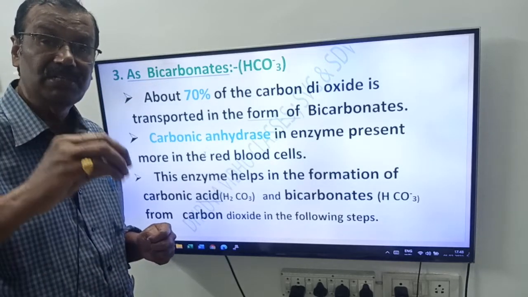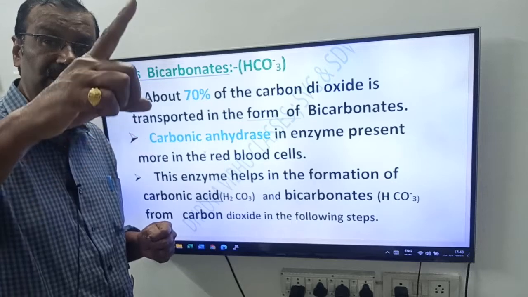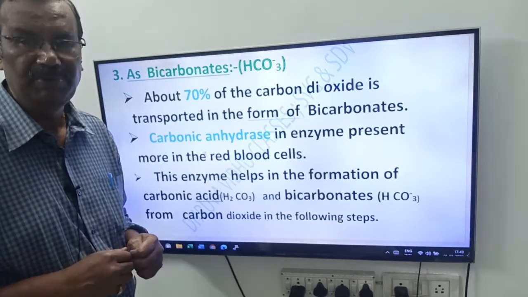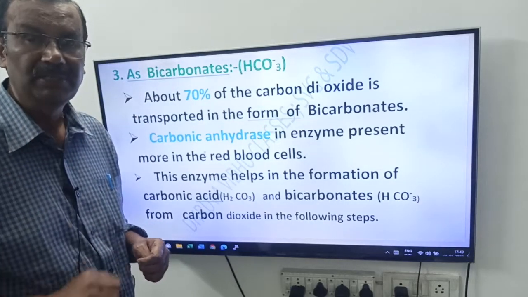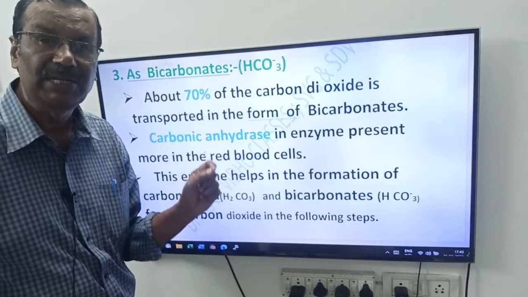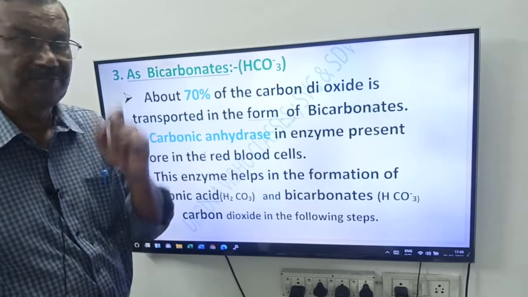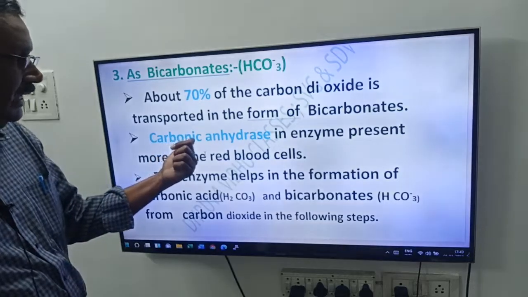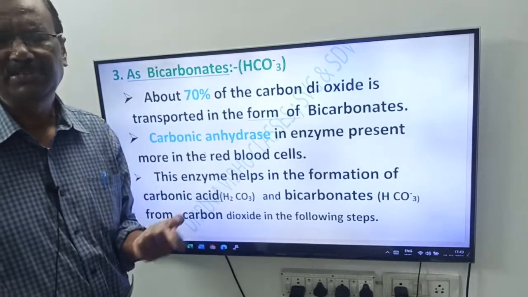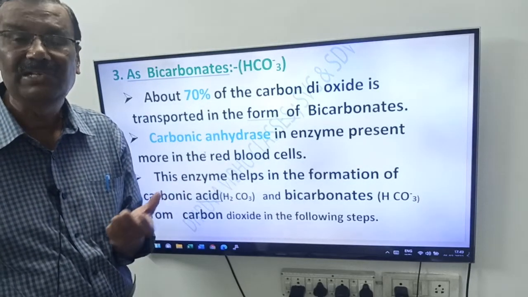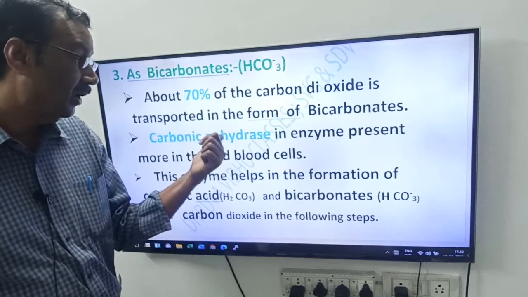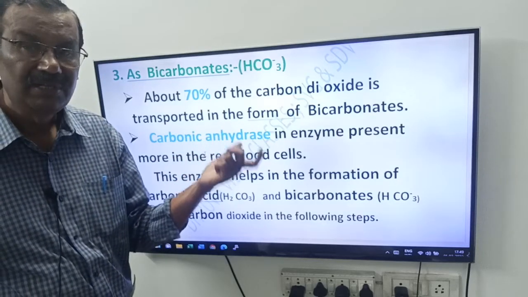Major portion of the oxygen is transported in the form of oxyhemoglobin, friends, with the help of hemoglobin. But here the major portion of the carbon dioxide is transported in the form of bicarbonates. Here you have to remember one more important enzyme, that is carbonic anhydrase. What is it friends? Carbonic anhydrase.